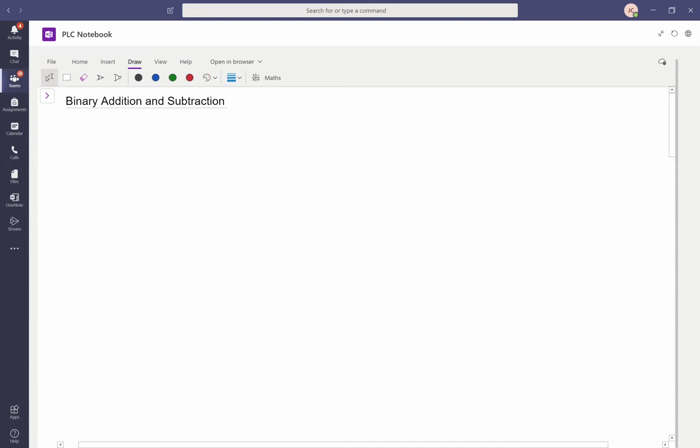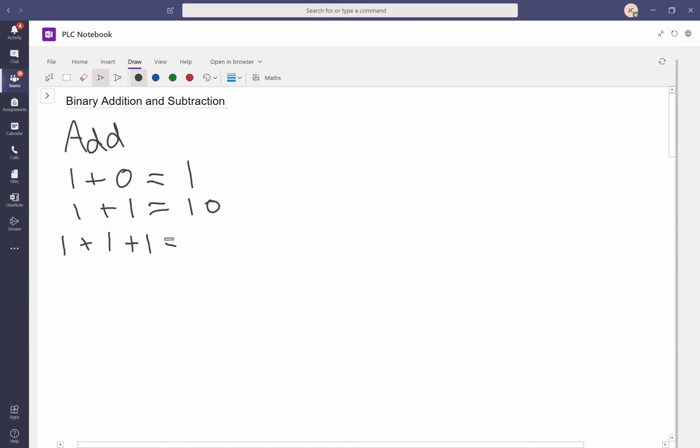So first of all, a few key facts that we need to just remember. When we're doing addition, we need to remember that 1 plus 0 is 1. That's pretty straightforward. 1 plus 1 is 2, but in binary we can't write 2, so we have to write 1, 0. And then we have 1 plus 1 plus 1, which we know is 3. But again, in binary we can't write 3, we can only write 1, 1. Okay, so those are our addition facts.